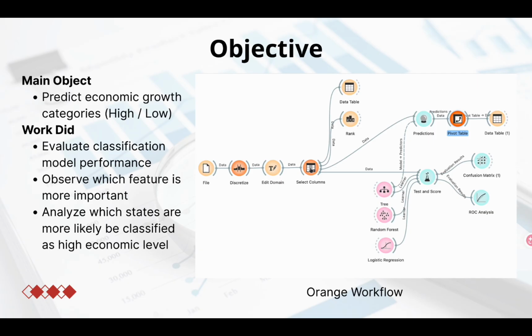In this part, I mainly did 3 things. First, evaluating classification model performance. Second, identifying the most important feature. And third, analyzing which states are more likely to be classified as high economic level under one typical model. On the right, you can see the overall Orange workflow, which shows the full process from data classification to model evaluation and prediction.